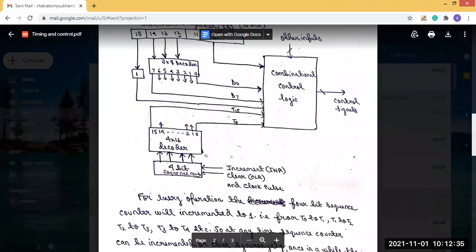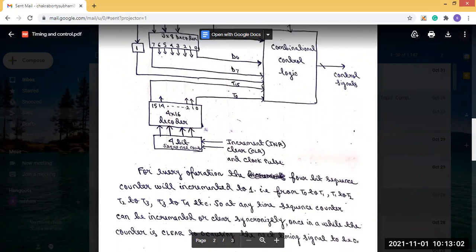So let's say the sequence counter is incremented the first time, the output is T0 now. Then again it is incremented, and the output goes from T0 to T1. Then next time it is incremented by 1, and it goes from T1 to T2. Like this, it will keep being incremented.